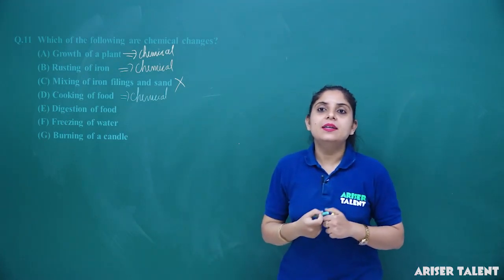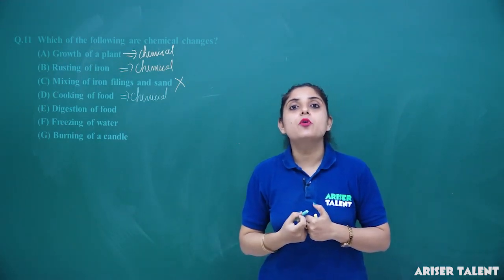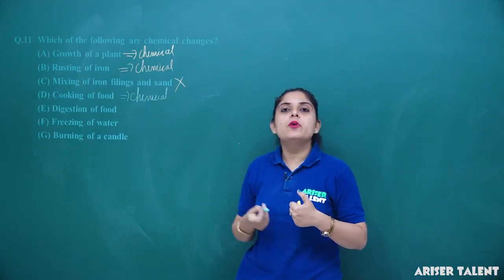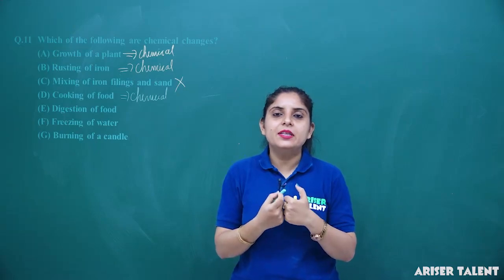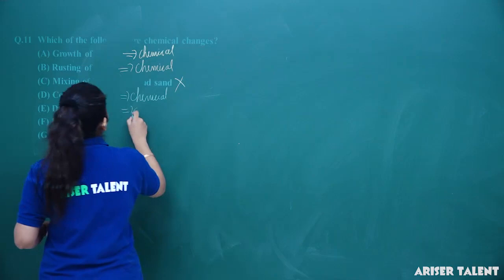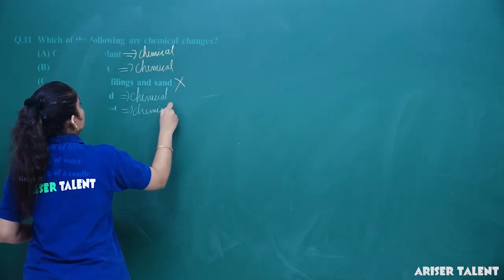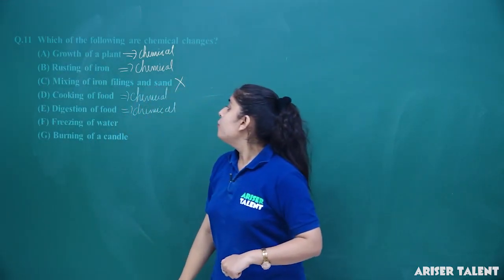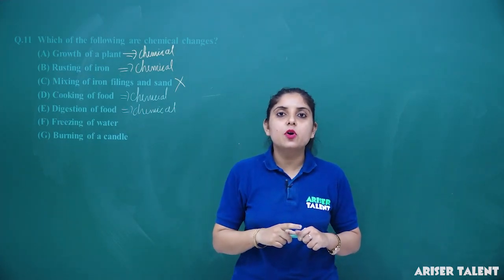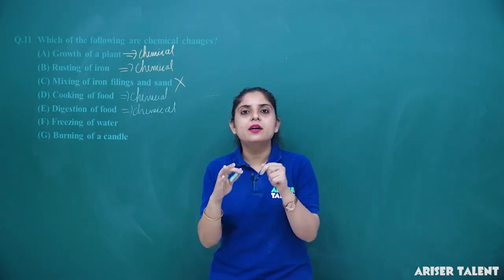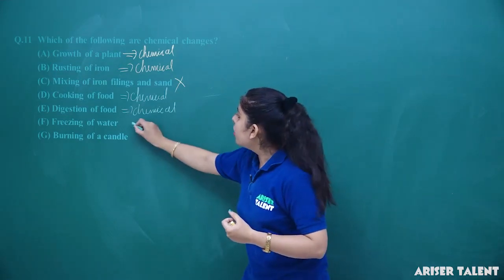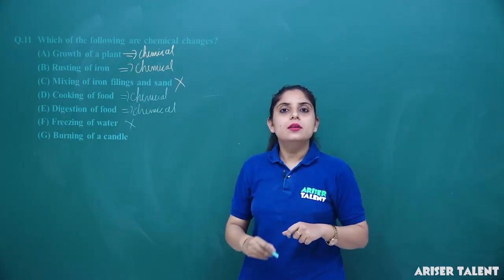Digestion of food. The digestion of the food in our body is a process that is completely chemical because a few of the acids, a few enzymes and all the metabolic activities occurring in our body are a kind of chemical change. So it is a chemical change. Freezing of water. Freezing of water is not a chemical change because when you freeze the water, it is simply converted into ice. Only the physical state of a substance is going to change. So it cannot be identified in the category of chemical change.